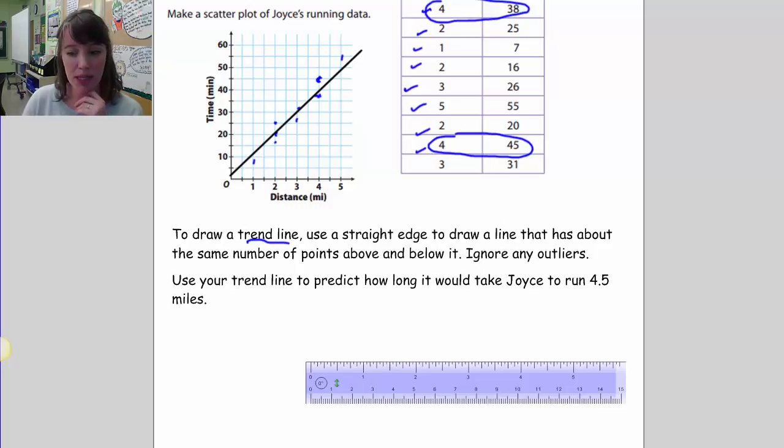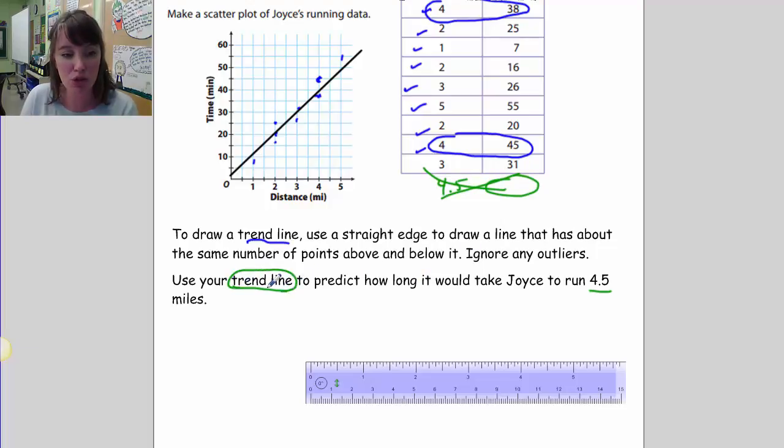Okay, now the next part is how to use a trend line or a line of best fit in order to predict a data point. Here we want to figure out how long it will take Joyce to run about 4.5 miles. And again, it's telling me to use the trend line, not to use the data here. So even if you had 4.5 miles in the table and you had a value there, you do not use the table to do this. The reason you use a trend line is to find sort of an average of the speed at which she's running.